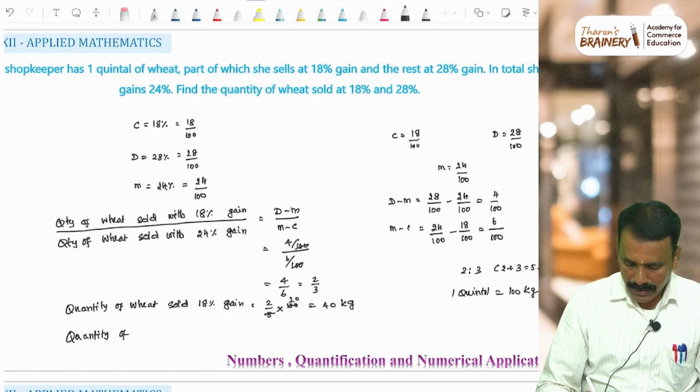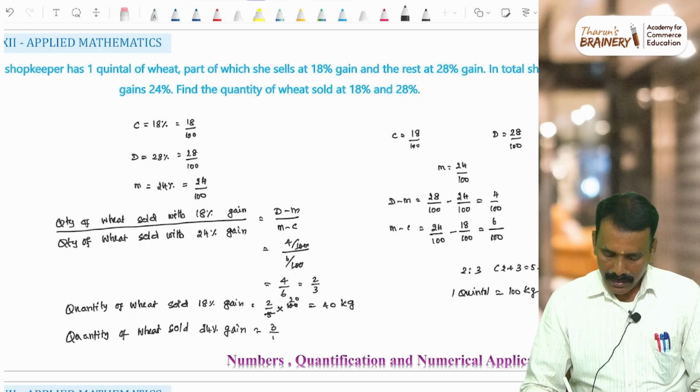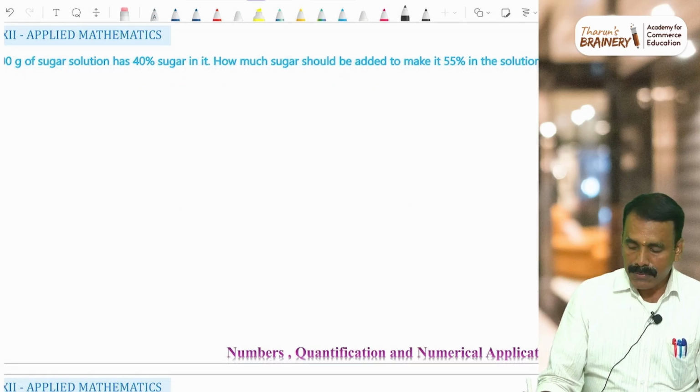and quantity of wheat sold at 28% gain will be 3 by 5 into 100, that is equal to 60 kg.